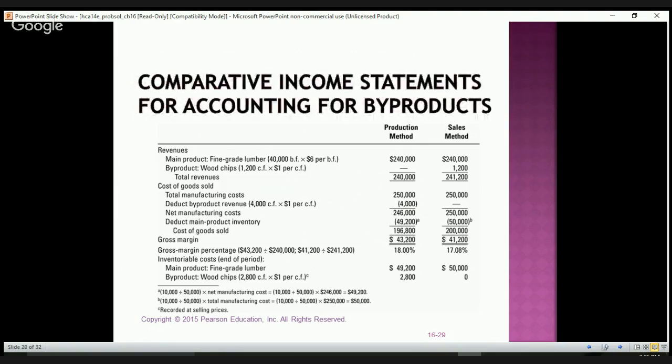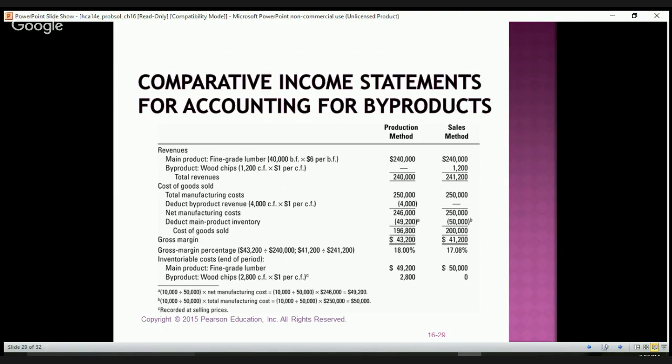Here we have the comparative income statement accounting for byproducts for each of our two methods. You recall that under the sales method, byproducts are not inventoried. This is Exhibit 16-9 in your book on page 647. So for the main product, we have 40,000 board feet at $6 per board foot, or $240,000. The byproduct is 1,200 cubic feet at $1 per cubic foot. In the production method, there is no revenue for that, but in the sales method, we account for that $1,200. So under the production method, we have $240,000 in revenues, and in the sales method, we have $241,200 worth of revenues. Our total manufacturing cost, which is up to the split-off point, is $250,000, and that's the same for both the production method and the sales method.